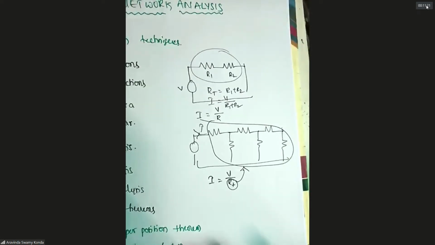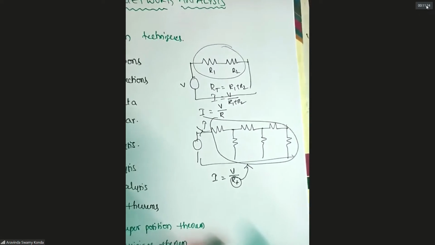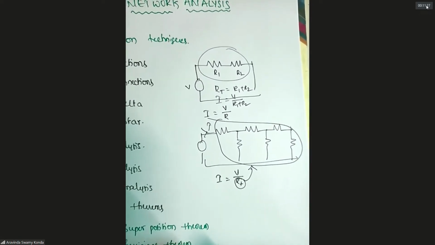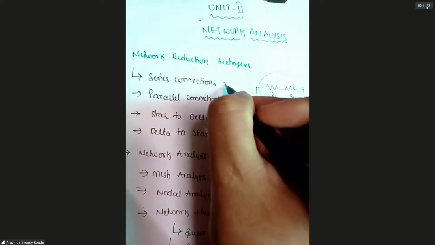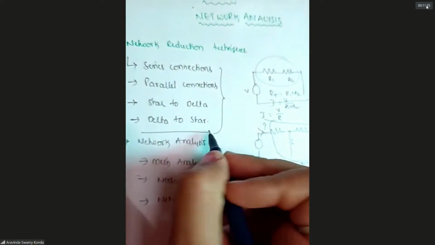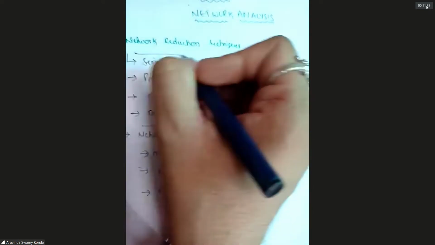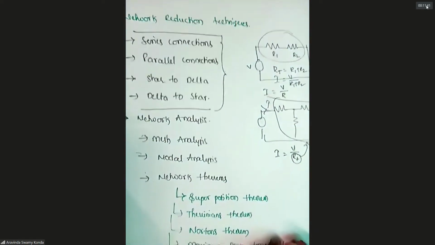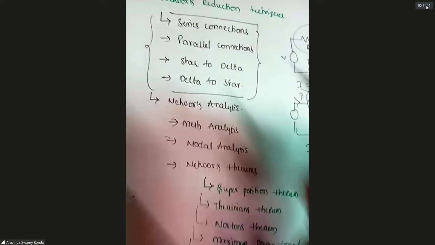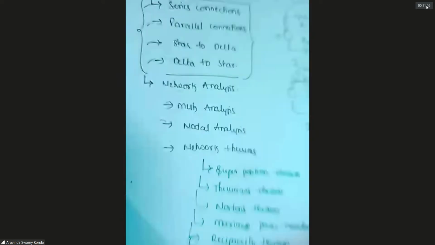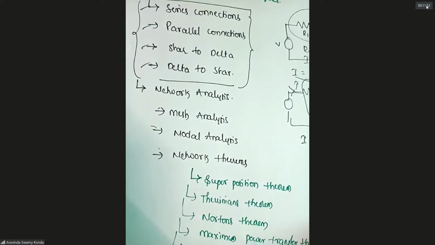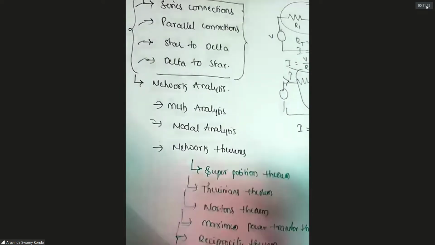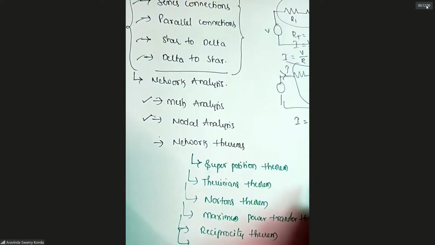Depending upon the circuit, we use series connections or parallel connections, or star to delta or delta to star connections. These are some of the reduction techniques we use in order to find the response of the circuit. Even without these reduction techniques, we can do network analysis, finding the response of the circuit for different inputs, by using mesh analysis and nodal analysis.